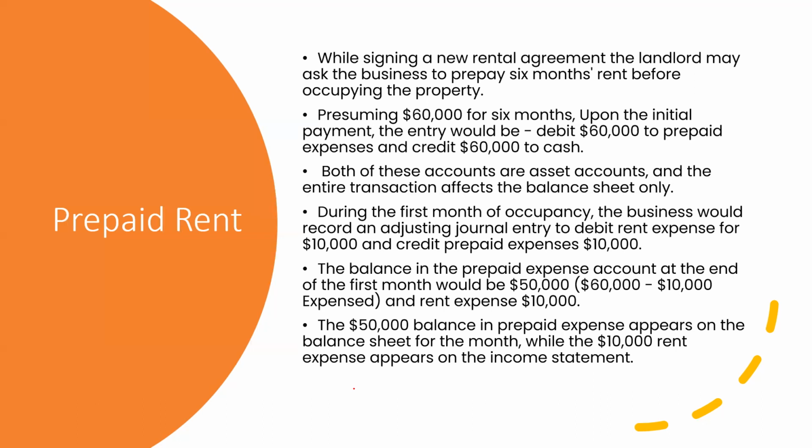And then in the month of January, 1/6 of that rent, which would be $10,000 a month, should be expensed for January, debiting rent expense and crediting prepaid expense. Same way in February, again rent expense debit, prepaid expense credit, and so forth. So in 6 months, by June, that prepaid rent will be fully amortized.